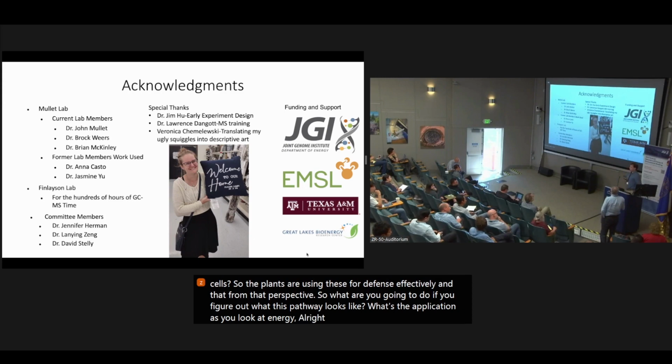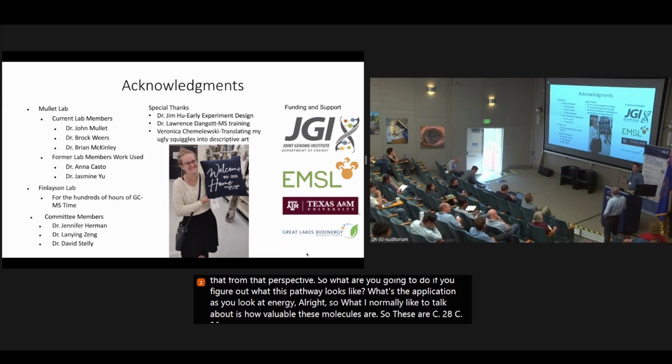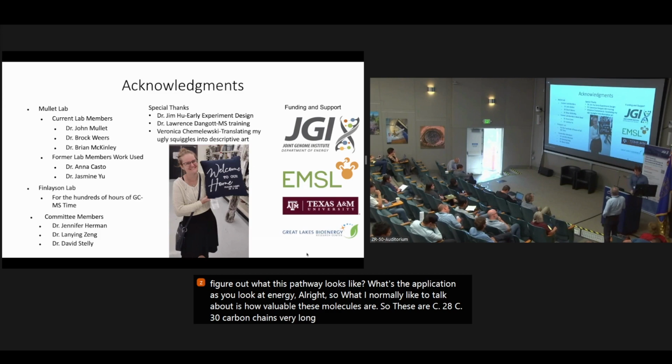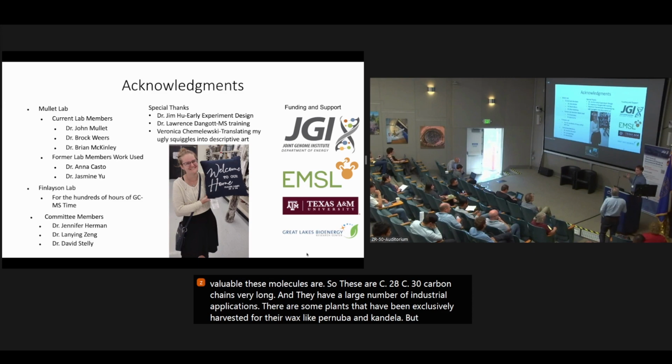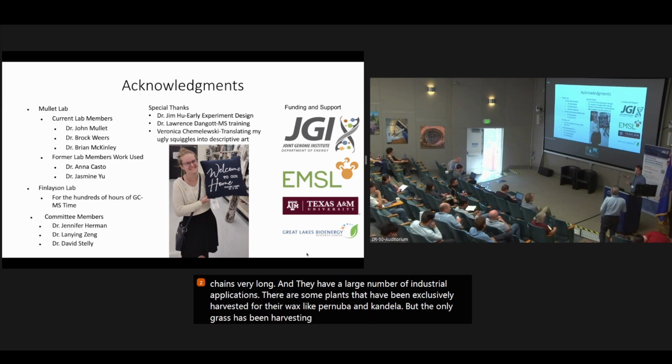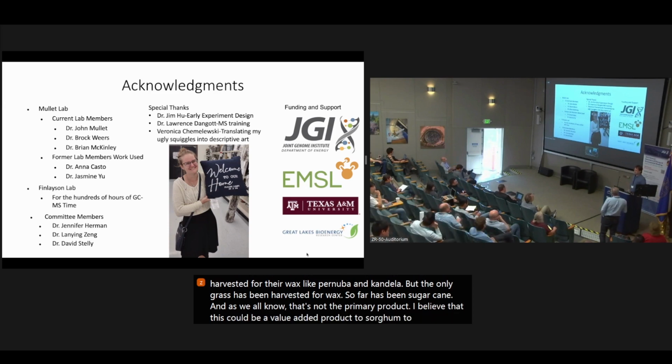All right. So what I normally like to talk about is how valuable these molecules are. These are C28, C30 carbon chains, very long, and they have a large number of industrial applications. There are some plants that have been exclusively harvested for their wax, like carnauba and candelilla, but the only grass that has been harvested for wax so far has been sugarcane. And as we all know, that's not the primary product. I believe that this could be a value-added product to sorghum to make bioenergy sorghum more sustainable as we continue to engineer them to accumulate more of that particular wax.